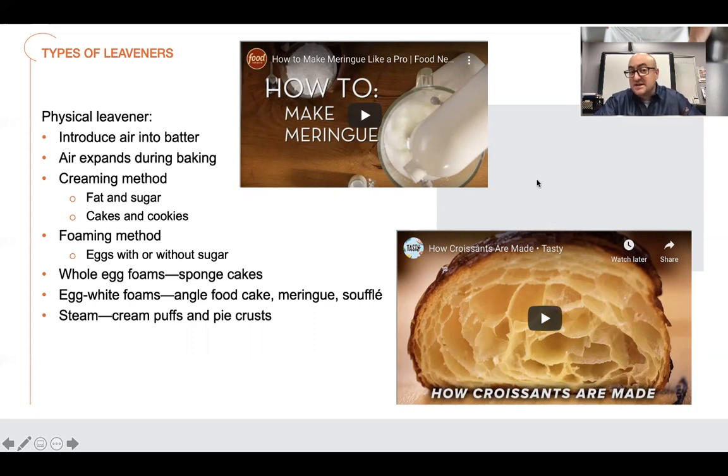So I want you guys to see that too, because it's very important to see how they use multiple different methods. So this first one, how to make meringue. It's pretty simple. If you've ever had key lime pie or lemon meringue pie, they have the thin layer of custard, and then the meringue's the white fluffy stuff on top that they usually take a torch to, and it tastes almost like a marshmallow once it's torched.